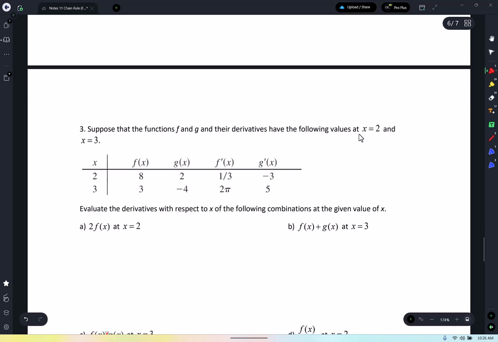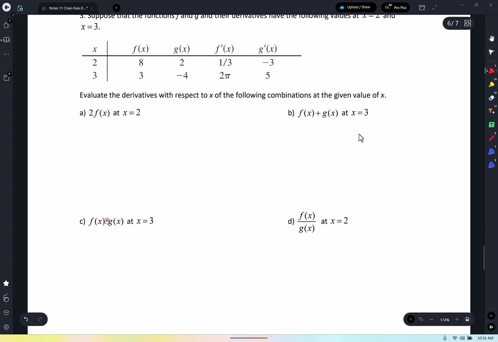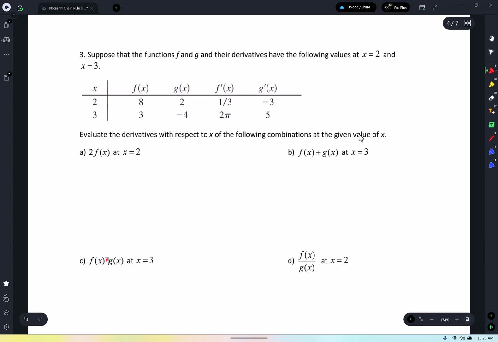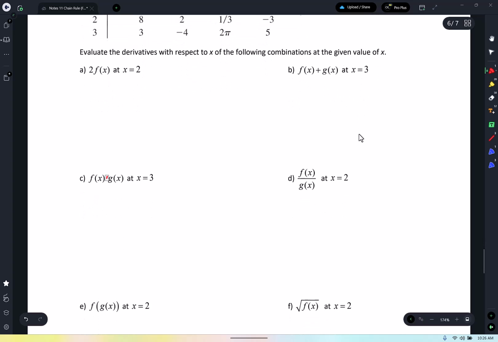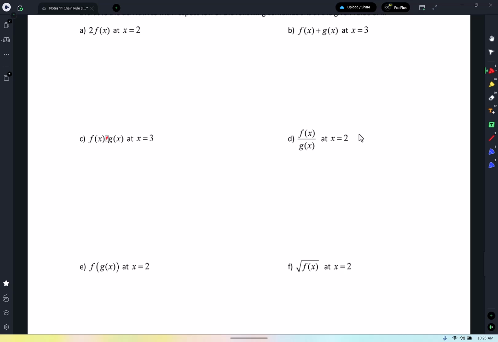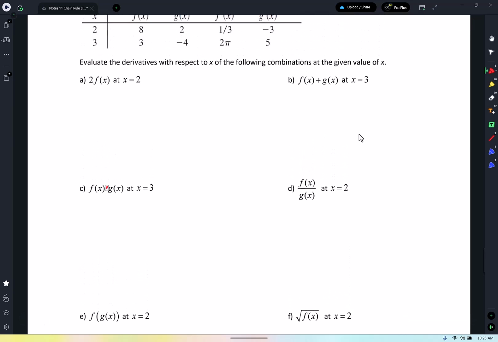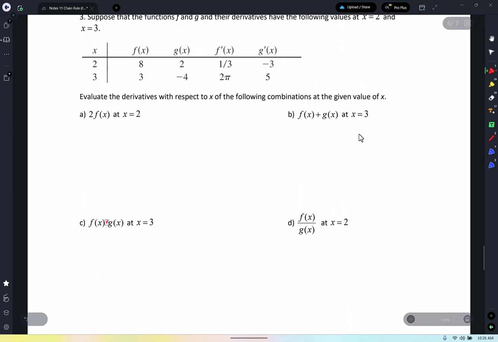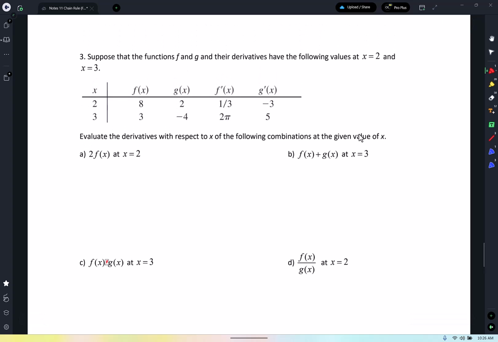Okay, we're just going to practice a whole bunch. The very first ones are not chain rules. I see A, B, C, D. Chain rule doesn't come until letter E, but that's fine. It says, what does it say? Suppose that the functions f and g and their derivatives have the following values at x equals 2 and 3. Evaluate the derivative with respect to x of the following combination at the given value of x. Okay, so I'm taking the derivative of this. I'm going to write d/dx of 2f of x is nothing more than 2f prime of x.